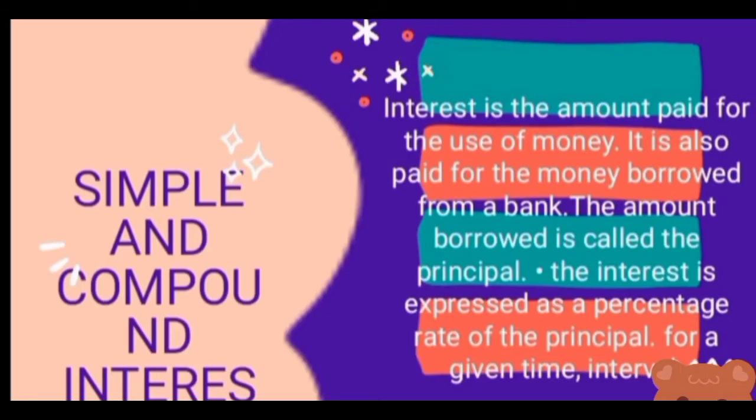Simple and compound interest. Interest is the amount paid for the use of money. It is also paid for the money borrowed from a bank. The amount borrowed is called the principal. The interest is expressed as a percentage rate of the principal for a given time interval. Interest is the cost of borrowing money, where the borrower pays a fee to the lender for the loan.